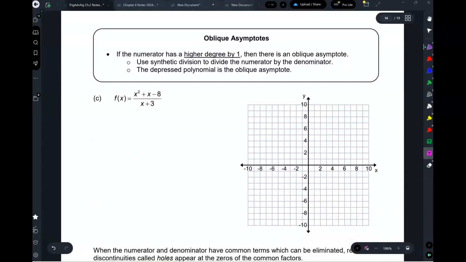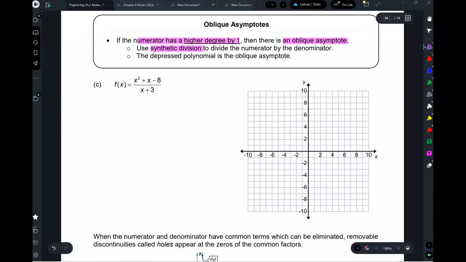Okay, how about an oblique asymptote? So remember how we said if the denominator has a larger degree, there are no horizontal asymptotes? If the numerator has a higher degree by 1, then there is an oblique asymptote. And we find that using synthetic division.